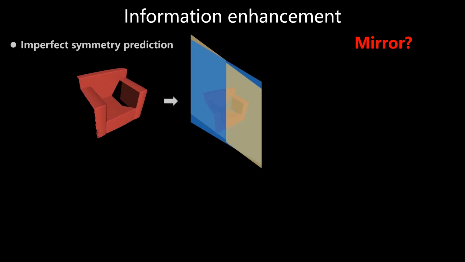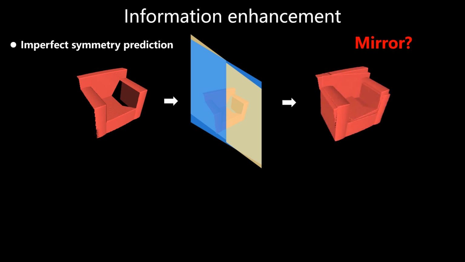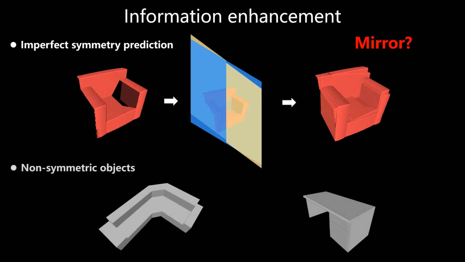Thus we have to predict a symmetry plane from the incomplete point cloud of objects. However, it is not good enough to directly and explicitly mirror the input point cloud. An inaccurate symmetry plane will make the mirrored point cloud become hierarchical, which in turn adds a lot of error. Also, there are still many asymmetrical objects in the world.